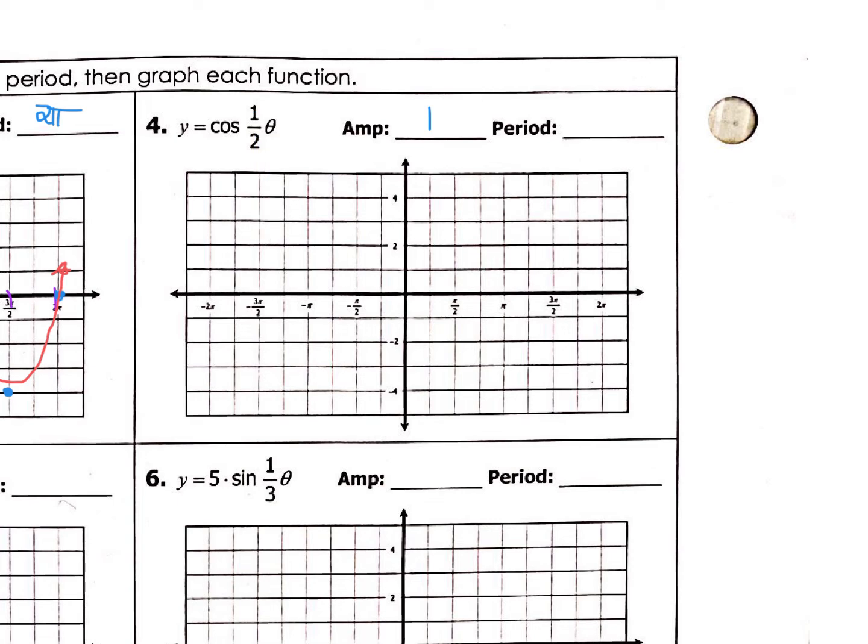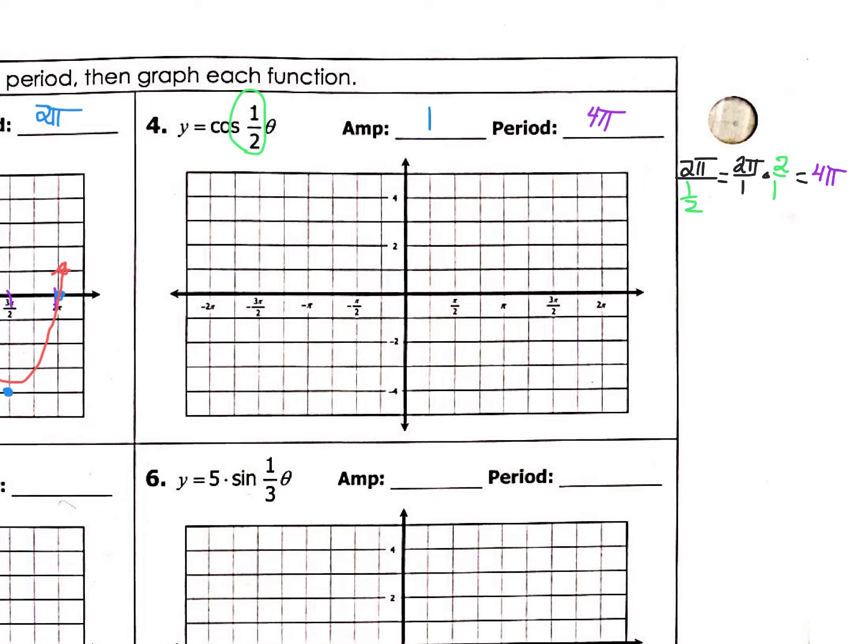So to get our period, I'm going to go off here to the side. And I'm going to take 2 pi and divide it by this value here, 1/2. So that means I've got to keep, change, flip. So 2 pi over 1, instead of division, I'm multiplying, and I'm going to flip the 1/2, and I end up with 2 pi times 2 is 4 pi. So my period is 4 pi.